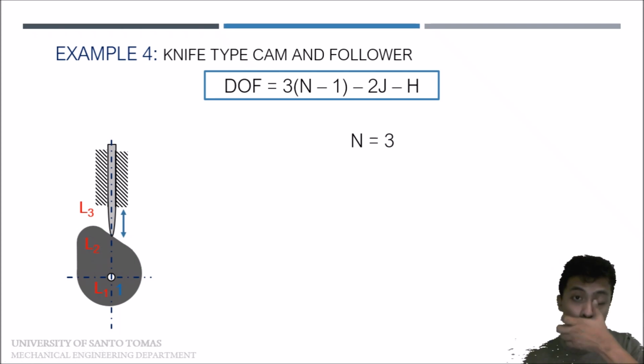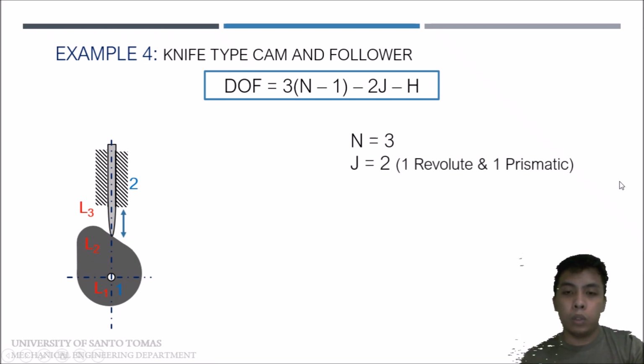Next, let's count the number of lower pair in the mechanism. So 1, we have revolute wherein the cam is rotating. And 2, we have this slider here in which the follower sliding. So we have 2 lower pair, 1 revolute, and 1 prismatic. Our higher order pair count will be equal to 1 because this is a cam and follower mechanism. Isang cam and follower lang, kaya isa lang yan.